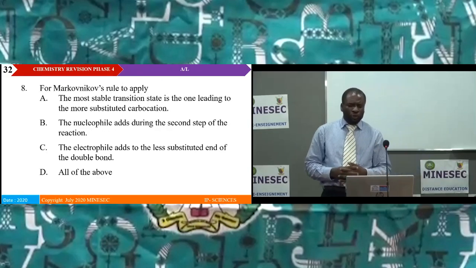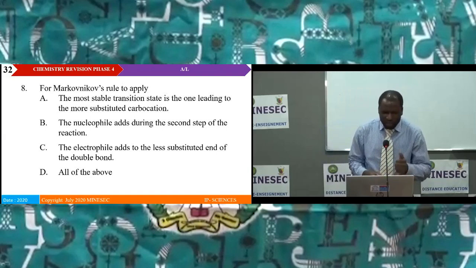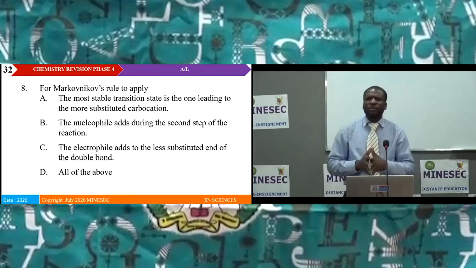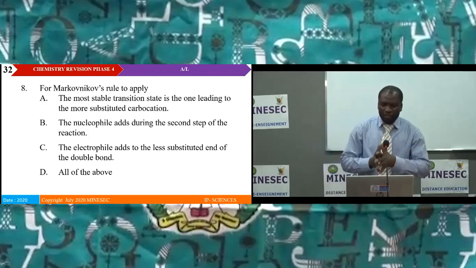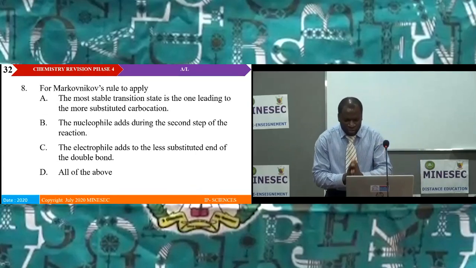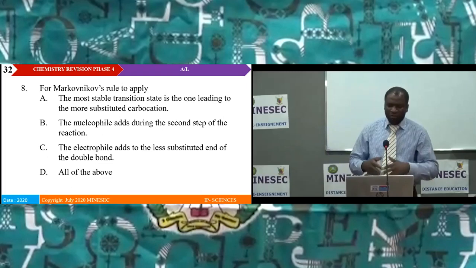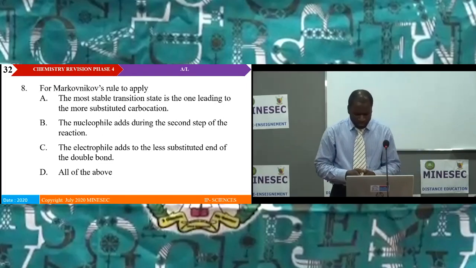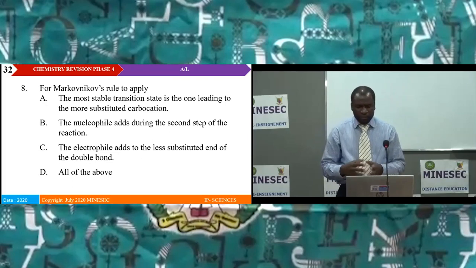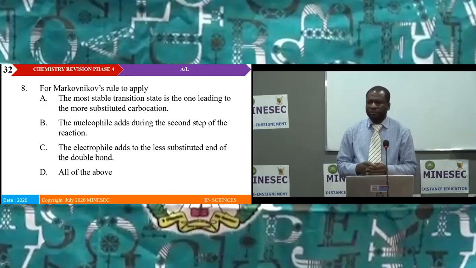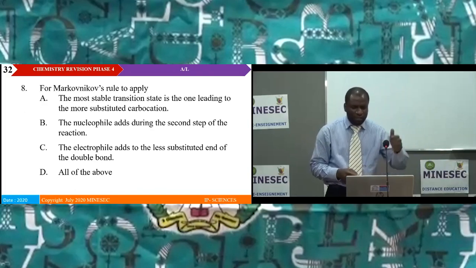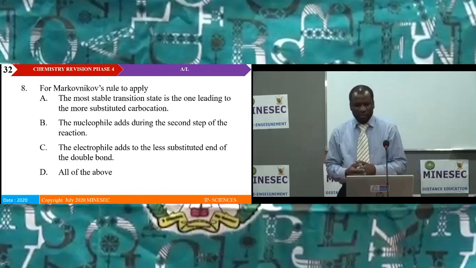For Markovnikov's rule to apply, A, the most stable transition state is the one leading to the most substituted carbocation. B, the nucleophile acts during the second step of the reaction. C, the electrophile acts on the less substituted end of the double bond, and D, all of the above. For Markovnikov's rule to apply, the double bond is first attacked by the electrophile. Then the nucleophile comes now to the carbocation. So the correct procedure is B, the nucleophile acts during the second step of the reaction.